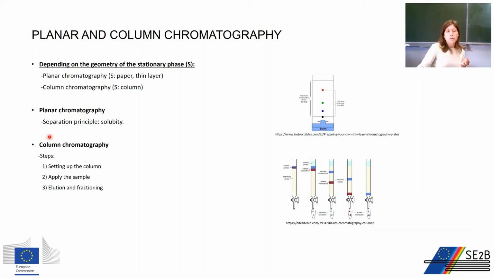For planar chromatography, the main separation principle is solubility, for example in paper, due to the cellulose groups. And in column chromatography, the main steps are setting up and equilibrating the column, then applying the sample. We have to remember that the mobile phase will be running all the time. And then the different components will be eluting from the column at different retention times. But the components that might be adsorbed in the column we will have to elute by changing the conditions. And then, of course, the different fractions can be separated by fractionating.